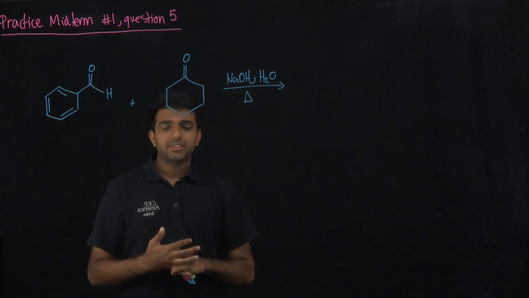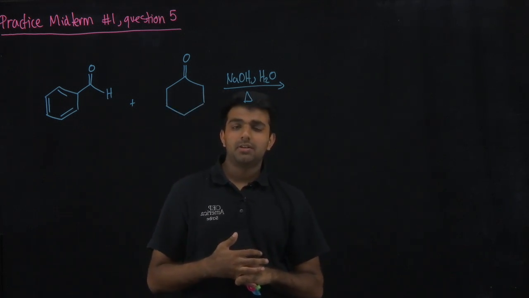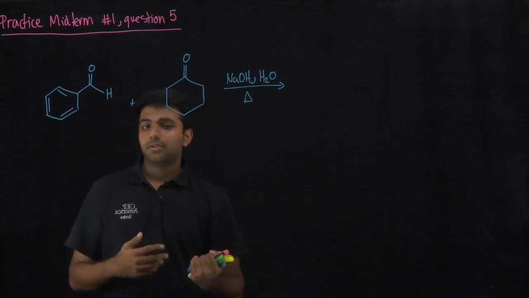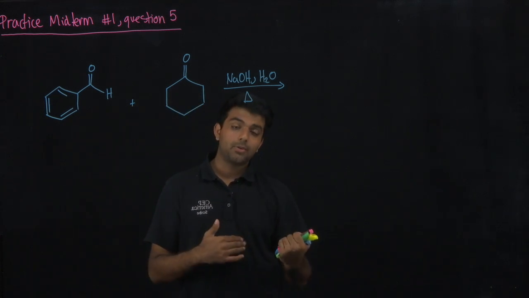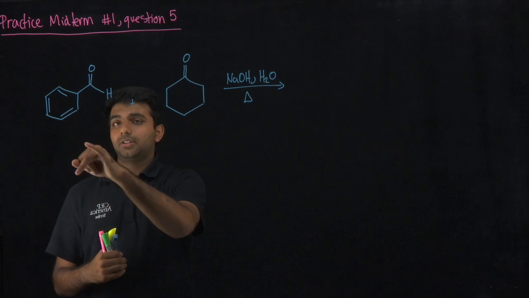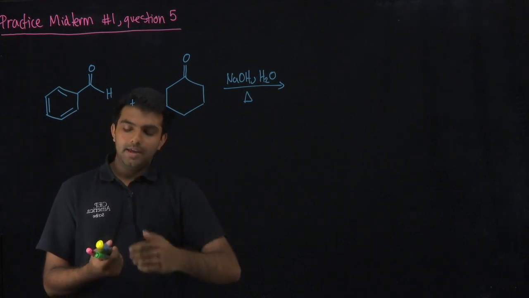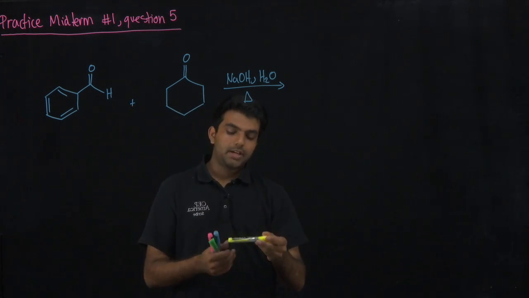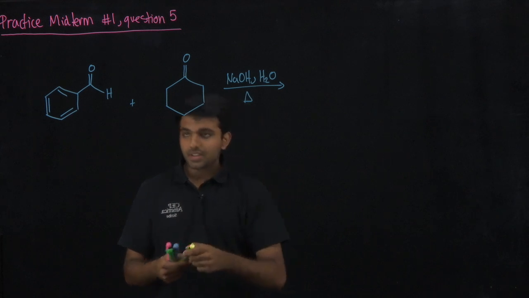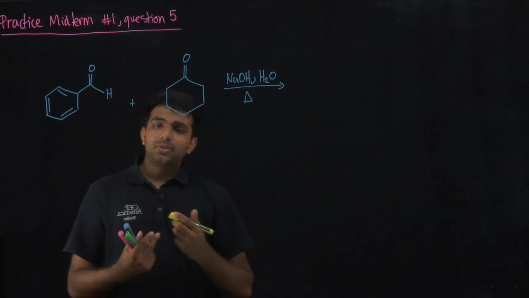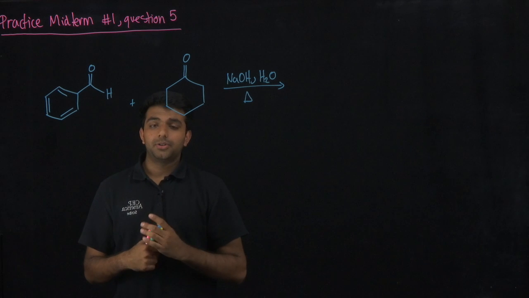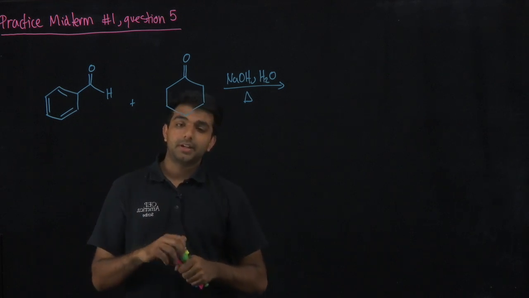Remember, your aldol condensation is either going to be a combination of a ketone and an aldehyde, or 2 ketones, or 2 aldehydes. In this case, we're dealing with 1 aldehyde and 1 ketone, so it fits the qualifications for an aldol condensation. So the first thing is to figure out which one of these carbonyl compounds is going to be our nucleophile and which one is going to be our electrophile.